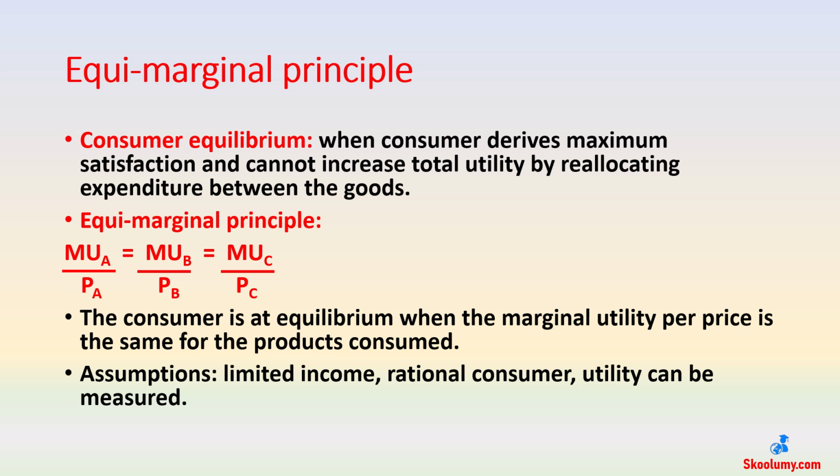The equimarginal principle is based on certain assumptions, which are also its limitations. They include limited income, rational consumer, utility can be measured.